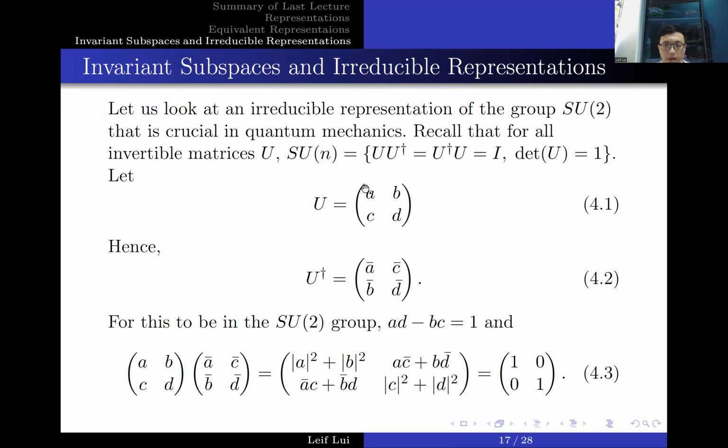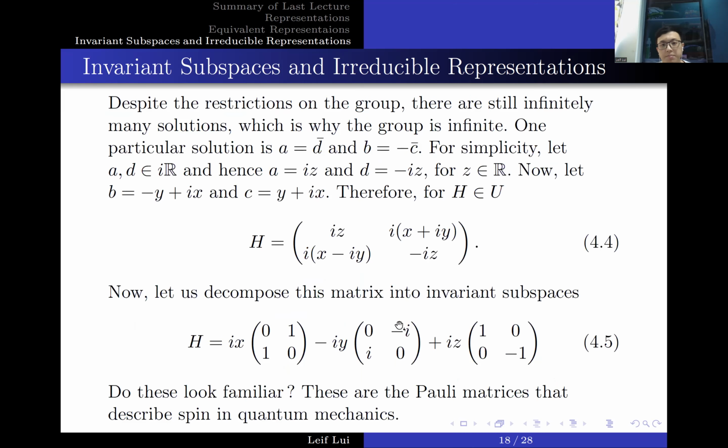And for this, the SU2 group has the solutions as follows. But despite the restrictions on the group, this equation has infinitely many solutions. This is why SU2 is an infinite group. But one particular solution is if we set A equals D bar and B equals minus C bar. And for simplicity, we get the following. It should be a minus, I think, but it doesn't really. Actually, no, this is fine.